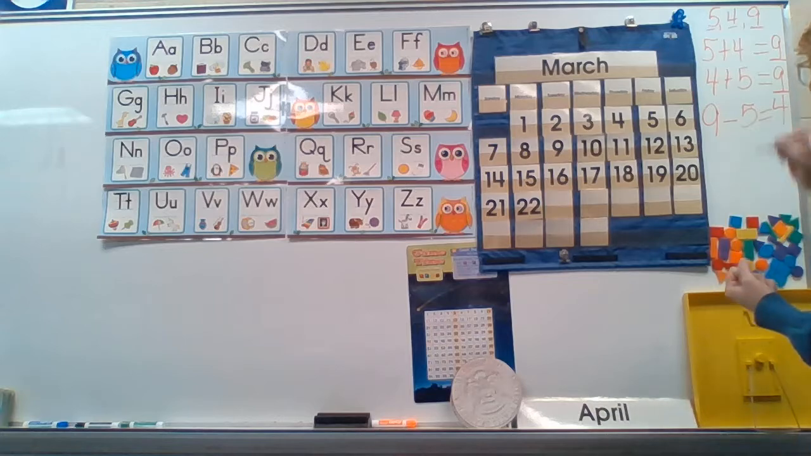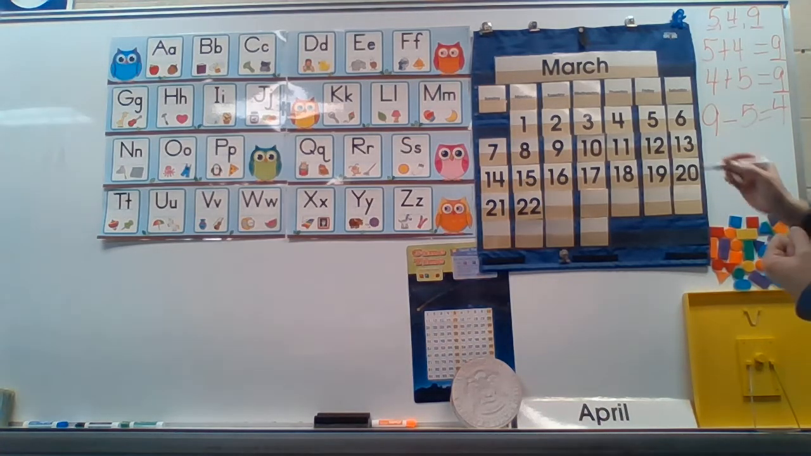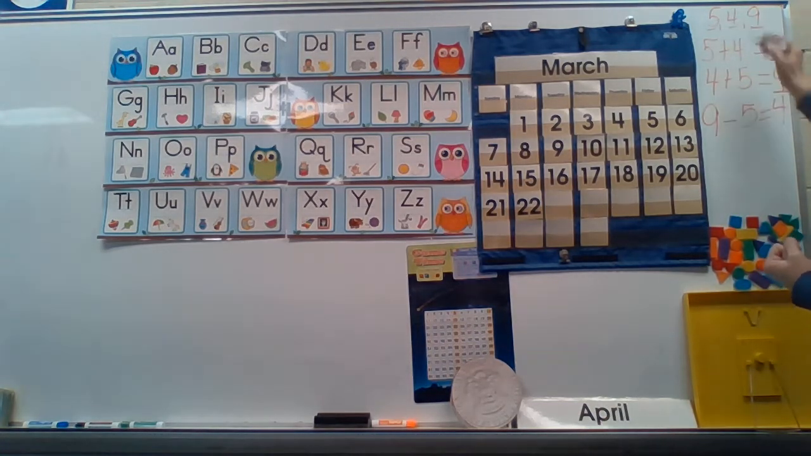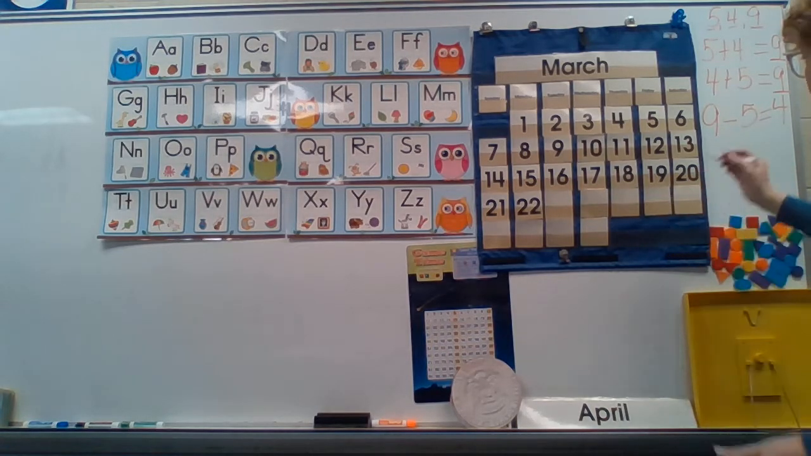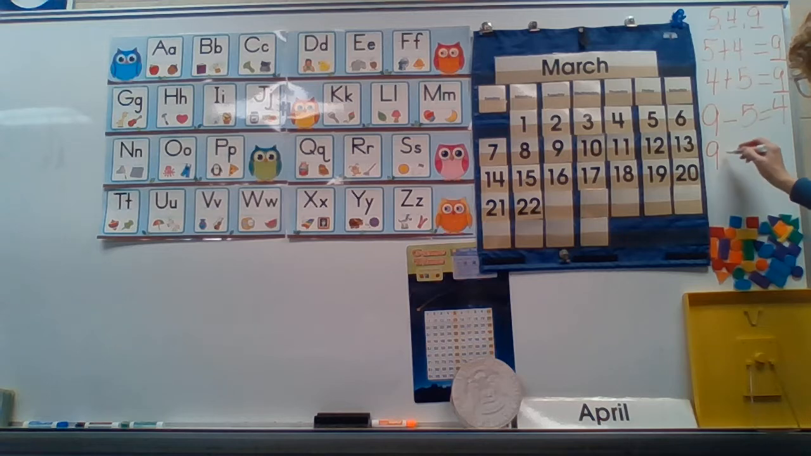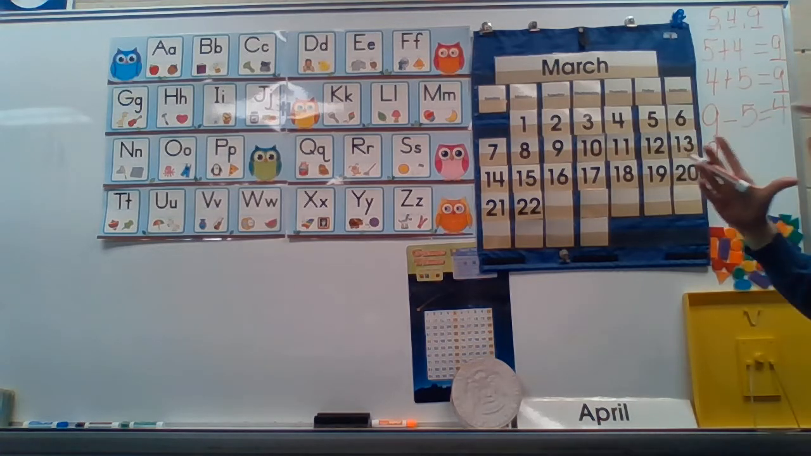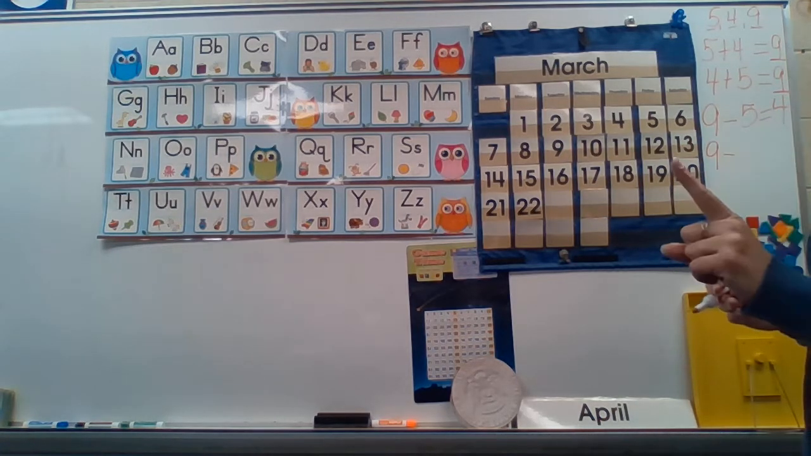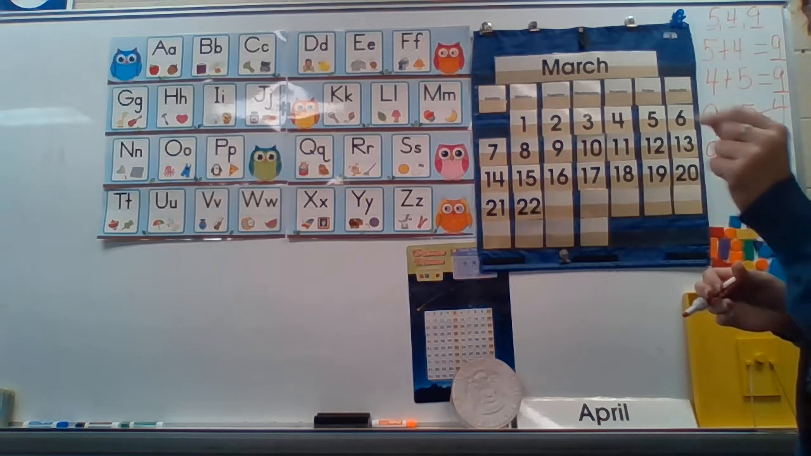Did I use all 3 numbers? Yep. Like 5, 4, and 9. Now I'm going to write another subtraction one, and I'm going to use 9 at the beginning again because that's the biggest, that's the whole. And then I'm going to take one part away, and that'll give me the other part.